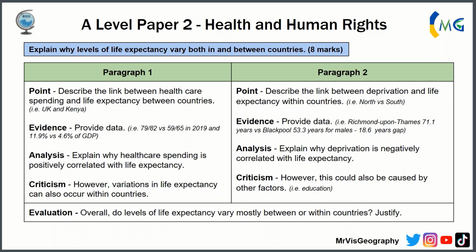It's huge. Analysis, tell me why this deprivation is negatively correlated. So as deprivation increases, life expectancy decreases. In it, you can talk about levels of employment, physical health, mental health, diets, a bit, yeah, sort of addictions like smoking, drugs, alcoholism. And then in criticism, you can say, well, however, that's not the defining factor.